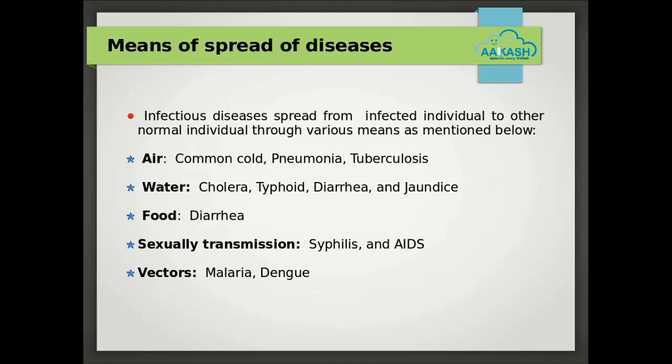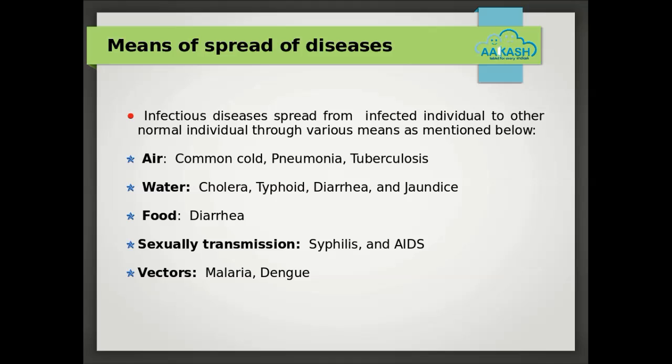Second, water. Many infectious diseases spread through contaminated water. Example, cholera, typhoid, diarrhea, and jaundice. Third, food. Foodborne diseases are caused by consuming contaminated food containing pathogenic microbes and toxic substances. Foodborne diseases are caused by bacteria, viruses, and parasites. Examples, diarrhea, cholera.